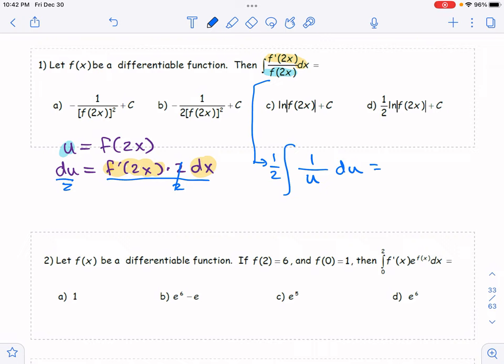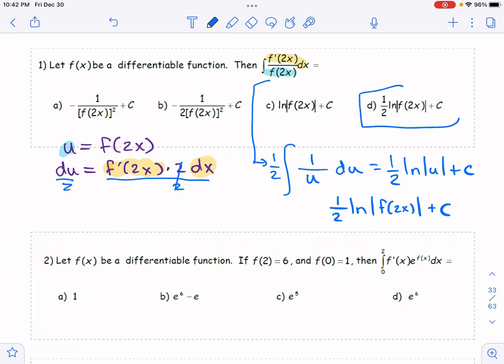Now I just need to know the antiderivative of 1 over u, which is the natural log of the absolute value of u plus c. And we substitute back what we actually had in place for u. And then I recognize my answer up there as d.